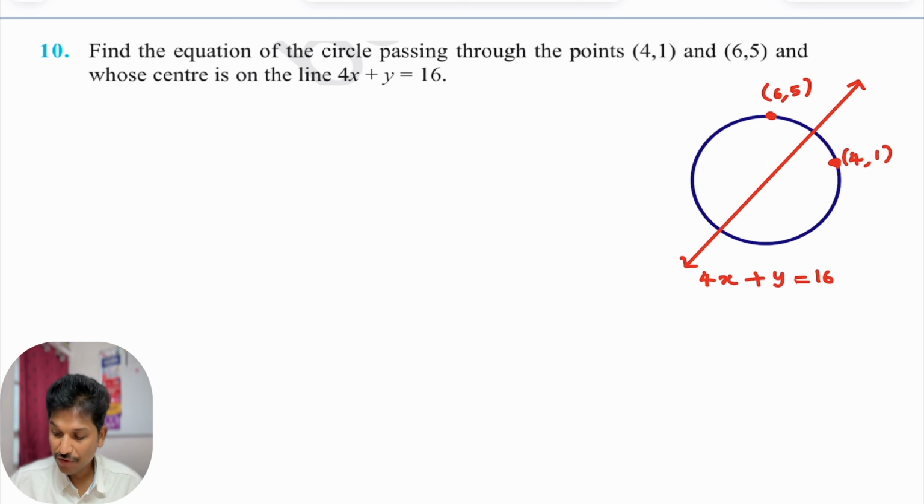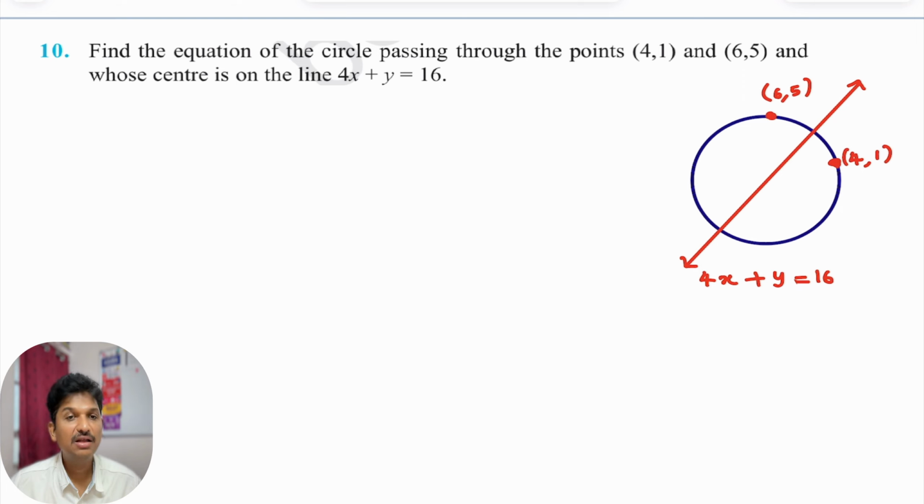See, you need to find a circle equation. Suppose this is the circle whose equation you want to find. What information is given? This circle is passing through 2 points. Here you see, this is a rough diagram. Measurements are not exactly the same. This is just a rough diagram to understand the question. This circle is passing through 2 points, that means these 2 points lie on this circle.